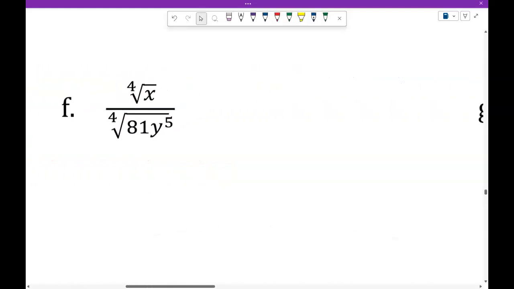Now we'll take a look at our fourth root. 81 we can take the fourth root of, so we don't need to do anything there, but y to the fifth we can't. So we need to take this fifth power and turn it into something larger that we can then divide by 4. So if we multiply it by the fourth root of y to the third, then these will combine to give me y to the eighth. So we'll multiply both top and bottom by fourth root of y to the third.